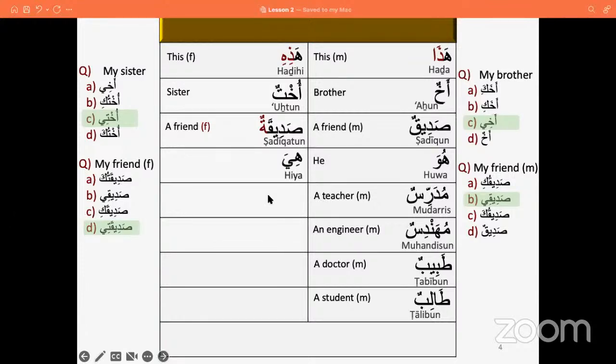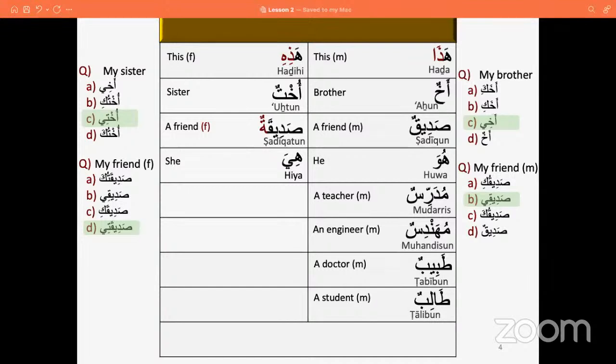Okay, so we said huwa is he. How about the word she? So that would be hiya. She is hiya. So huwa and hiya, he and she.